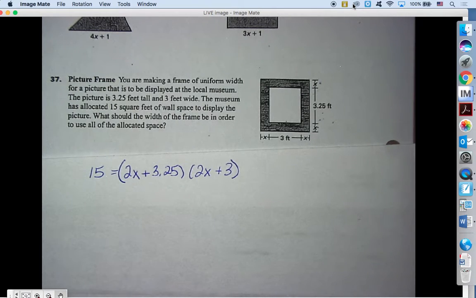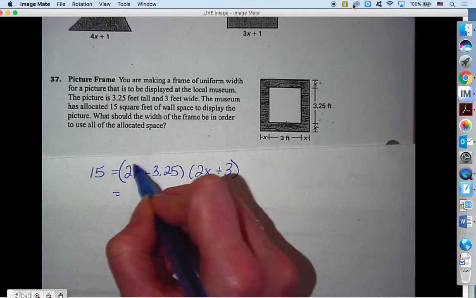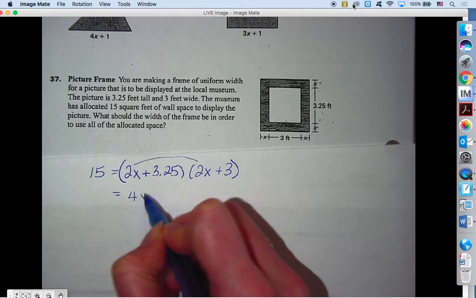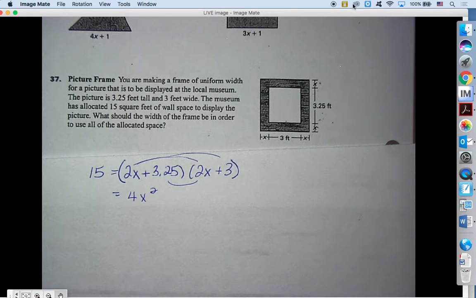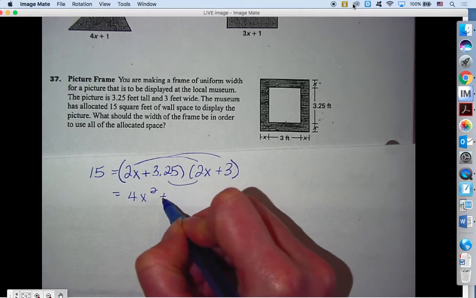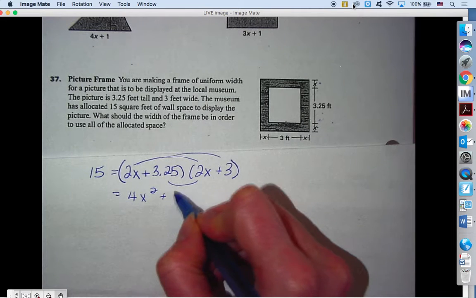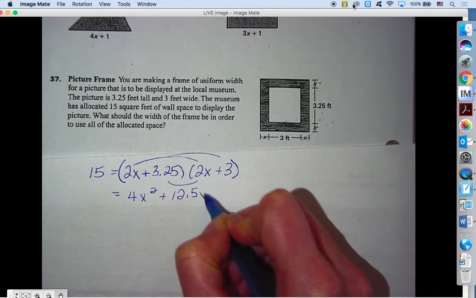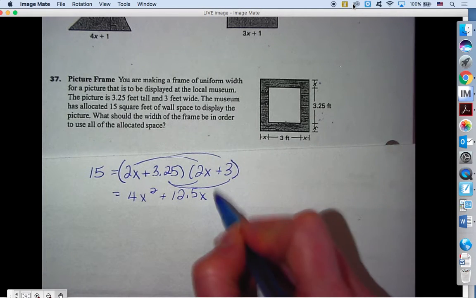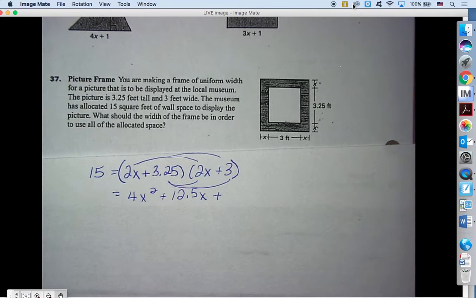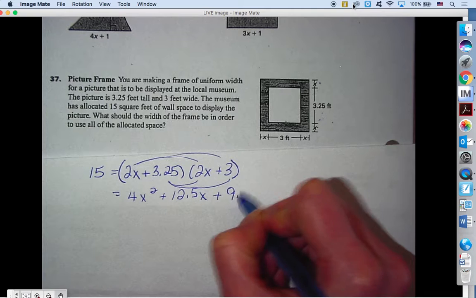FOIL it. So you have to FOIL first. So we've got 4x squared. And then what's the middle term? 12.5x. And then the last term. So 3 times 3.5. Savannah? 10.5.